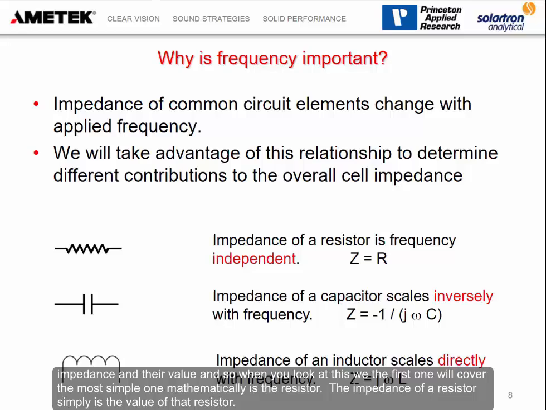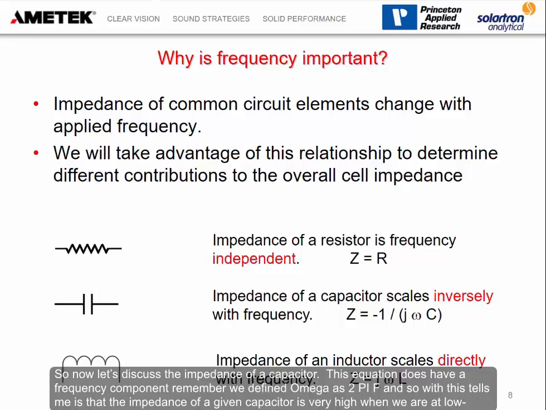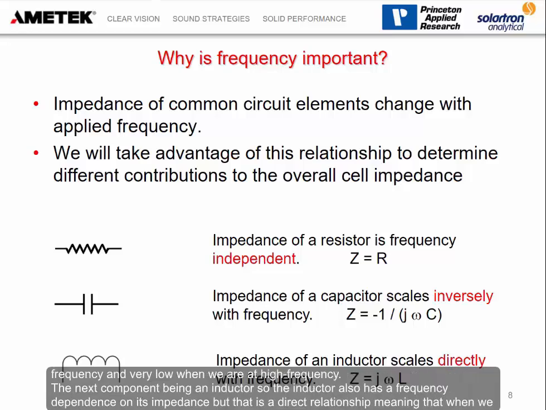The first one we'll cover, the simplest mathematically, is the resistor. The impedance of a resistor is simply the value of that resistor. Now let's discuss the impedance of a capacitor. This equation does have a frequency component. Remember, we defined omega as 2 pi f. What this tells me is that the impedance of a given capacitor is very high at low frequency and very low at high frequency.